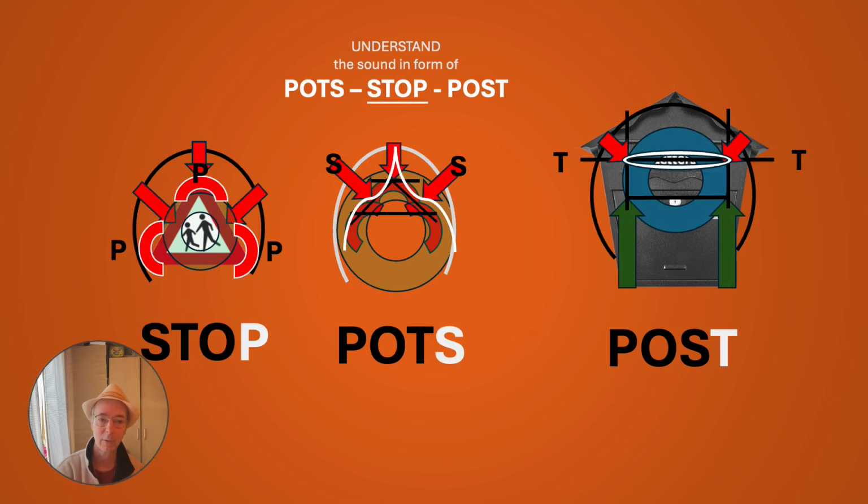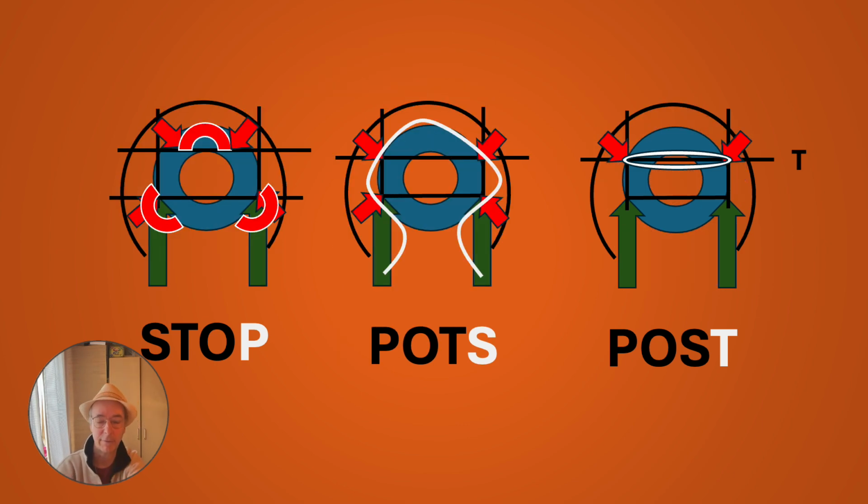And even if we compare them again, I'll remind you that the last letter will be the result. So most of the focus will be upon the end result. In stop, it will be the P. In pots, it will be the S, so the outer borders. In post, it will be the T, so that will be that vertical point of reference in space.